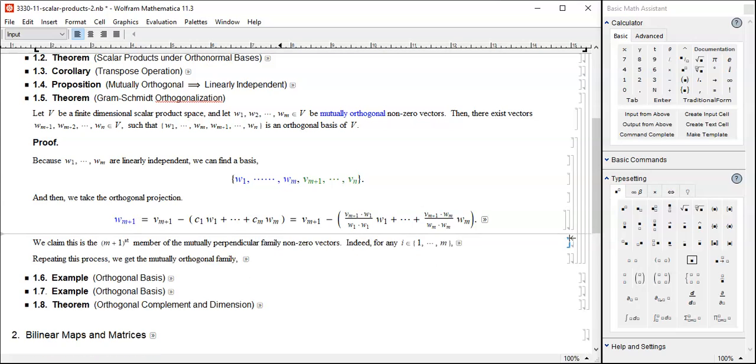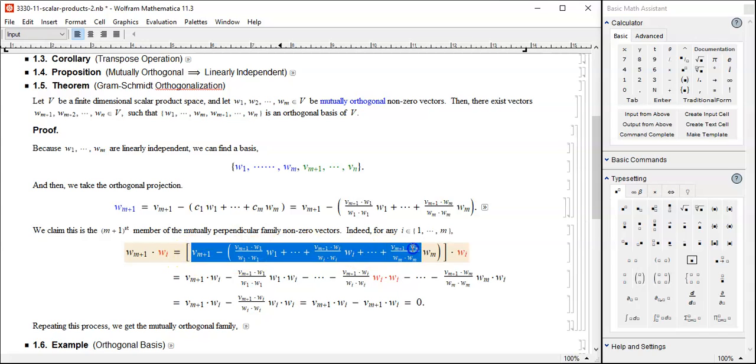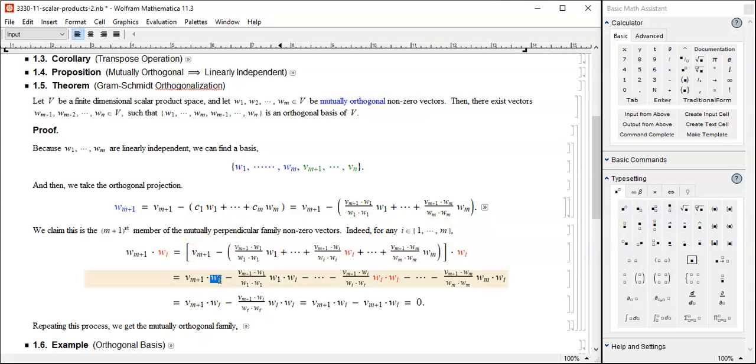The big deal is this: is Wm plus 1 perpendicular to everything up to the first m? Let's check that. Take Wm plus 1 and let's take the dot product with arbitrary Wi, where Wi can be W1 up to Wm, arbitrary. Okay, Wm plus 1 was defined like this, so taking the dot product, we just distribute Wi to each term.